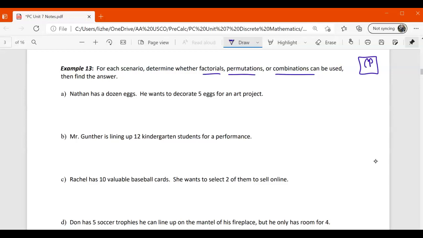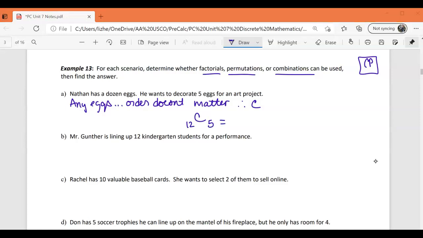Okay. So Nathan has a dozen eggs. He wants to decorate 5 eggs for an art project. So he can use any eggs. It doesn't matter the order of the eggs. Order doesn't matter, so therefore it is a combination. There's a dozen, so that's 12. He's using 5, and so we're all set up. To keep your teacher happy, you're going to write 12 factorial over 12 minus 5 factorial times 5 factorial. Then you can use your calculator, and you get 792 sets of eggs.